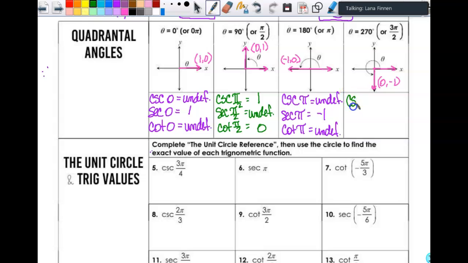Then we're going to have cosecant of 3 pi halves, secant of 3 pi halves, cotangent of 3 pi halves. So y'all go ahead and fill those three values in.